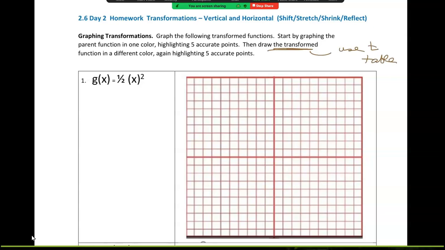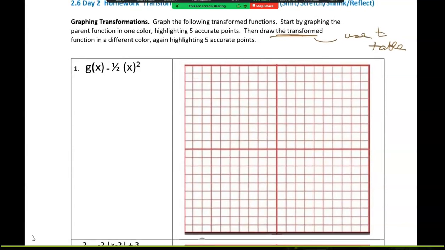First off, the parent function is going to be g of x equals x squared. As I said before, I'm not going to go through how to get these 5 points. So I have those, and then 2 goes with 1, 2, 3, 4. Here's my symmetry. Happy day there. So there's my 5 points. Now, I need 5 points for this as well.